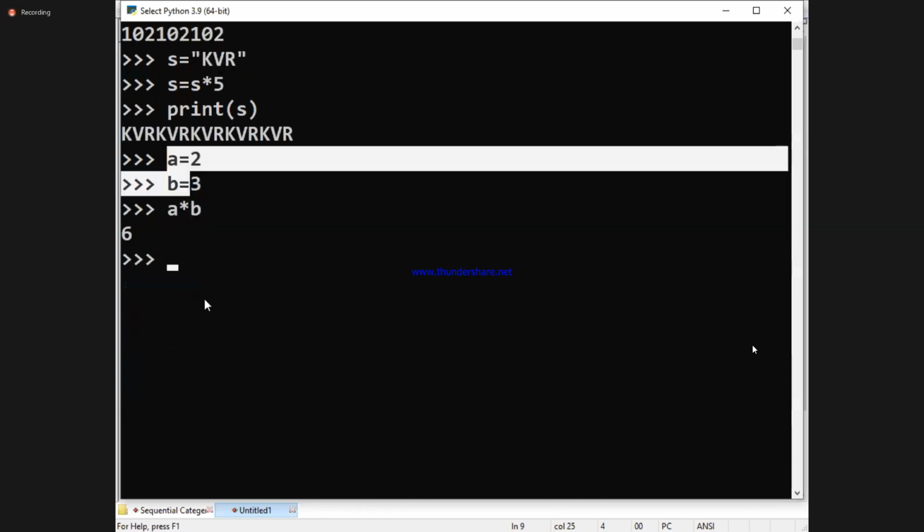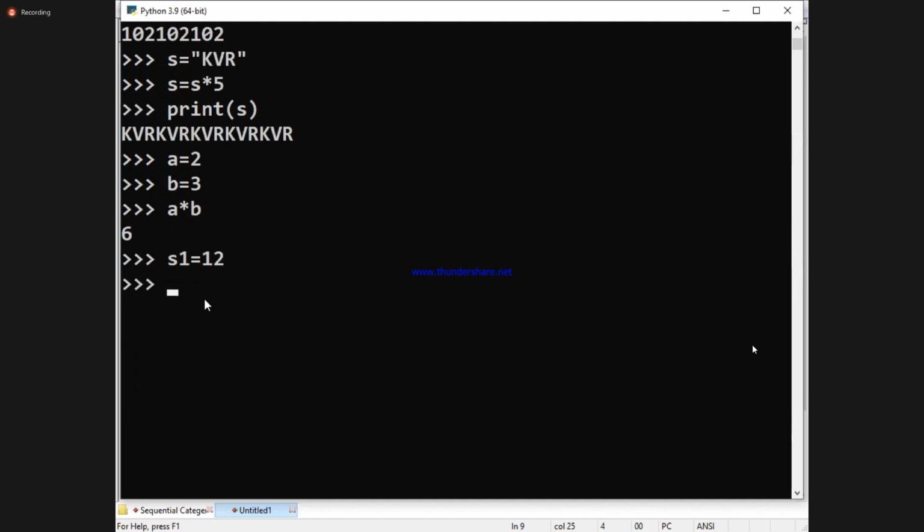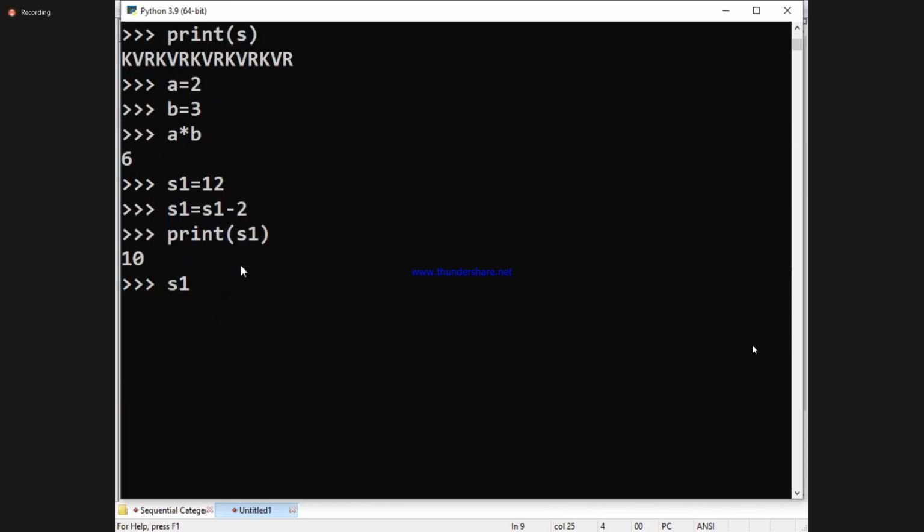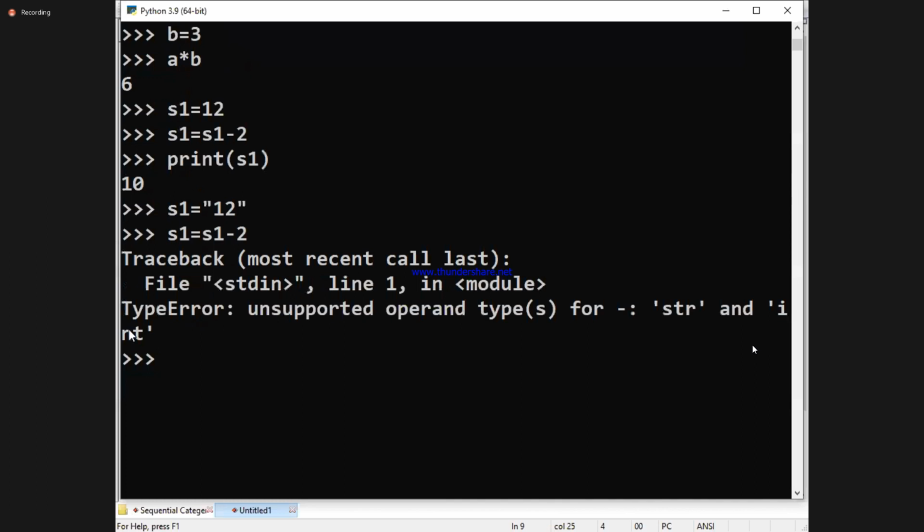See, S1 is equal to 12. S1 is equal to S1 minus 2. It is going to give you a value. What is that value becoming? 10. Why? It is a numerical value. Now, S1 is equal to "12". S1 is equal to S1 minus 2. It is going to give you a type error. That means on strings you cannot do minus. Can I do star? Yes. Is it a multiplication or repetition operator? Will you remember this? Yes.